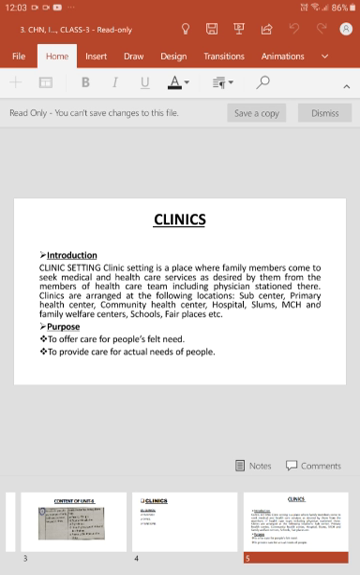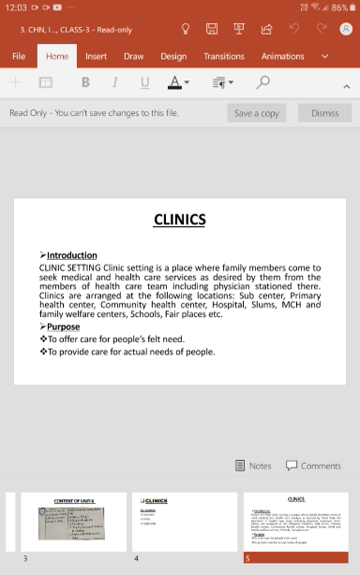Clinics may be in the following locations: sub-centers, primary health centers, community health centers, hospitals, slums, then MCH, maternal child health care service centers, family welfare centers, schools, and in fair places, where the sterile areas are there, so we can maintain clinical settings.